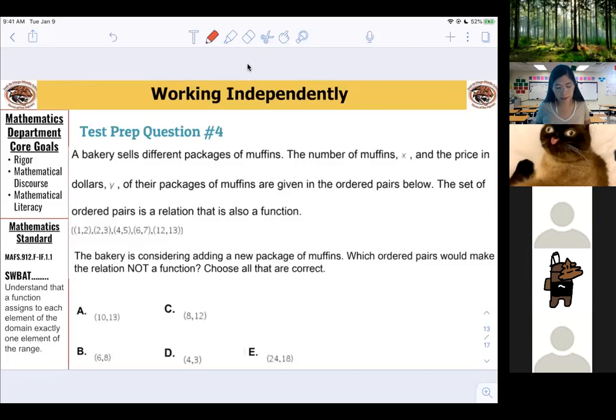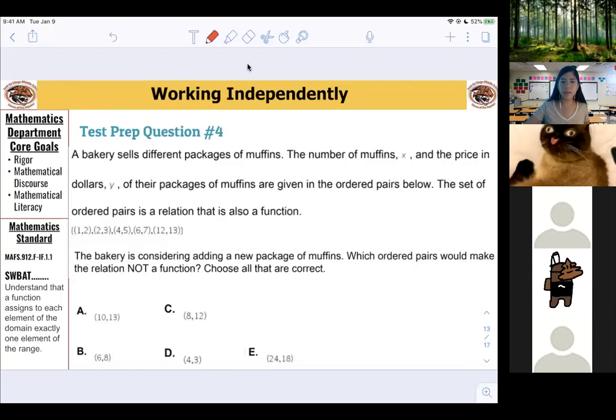The bakery is considering adding a new package of muffins. Which ordered pairs would make the relation not a function? Choose all that are correct. So if they added one of these ordered pairs to the list, which ones, because there might be more than one, would make this not a function?